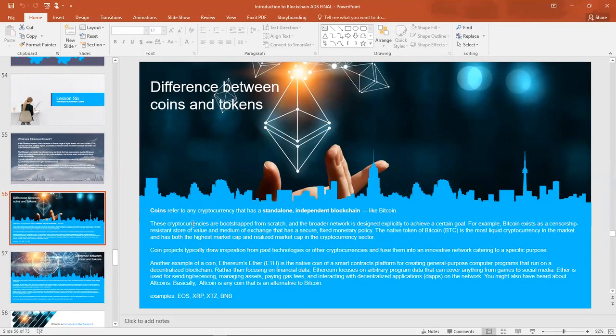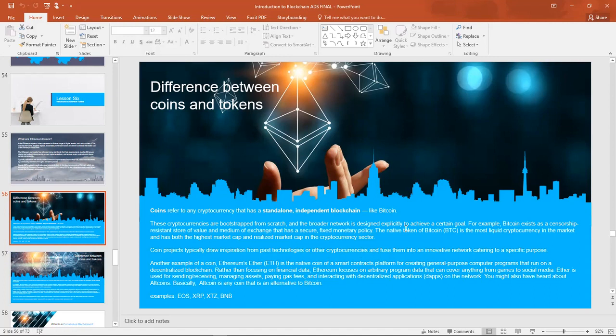So these cryptocurrencies are bootstrapped from scratch. They are created from scratch, and the broader network is designed explicitly to achieve a certain goal. For example, Bitcoin exists as a censorship resistant store of value and a medium of exchange that has a secure fixed monetary policy. The native token of Bitcoin, BTC, is the most liquid cryptocurrency in the market and has both the highest market cap and the realized market cap in the crypto sector. So coin projects typically draw inspiration from past technologies or other cryptocurrencies and fuse them into an innovative network catering to a specific purpose.